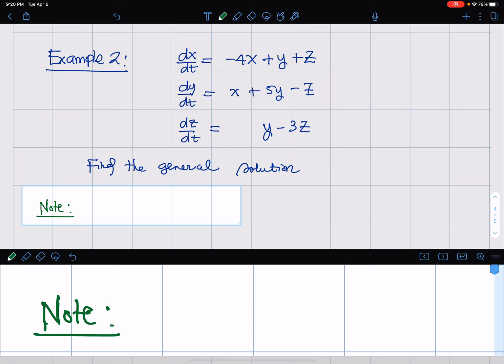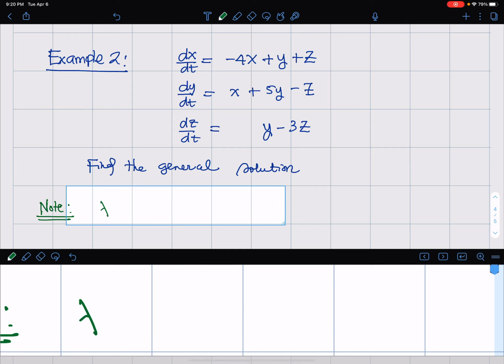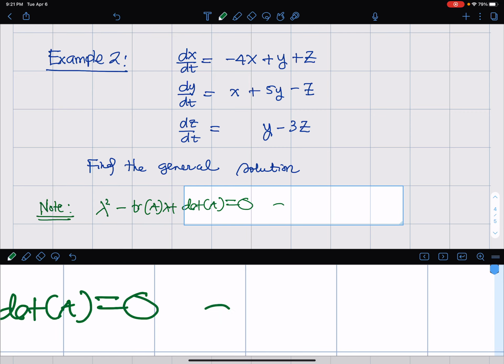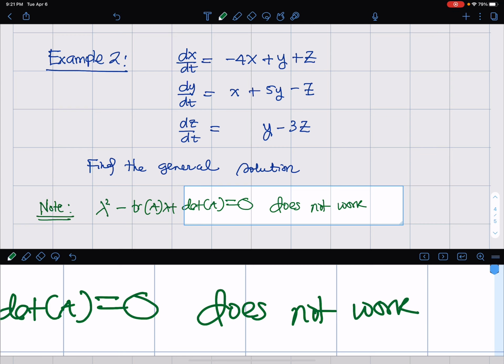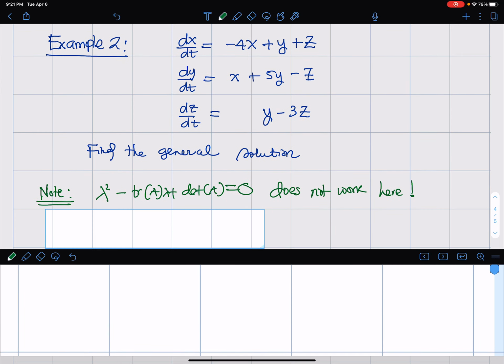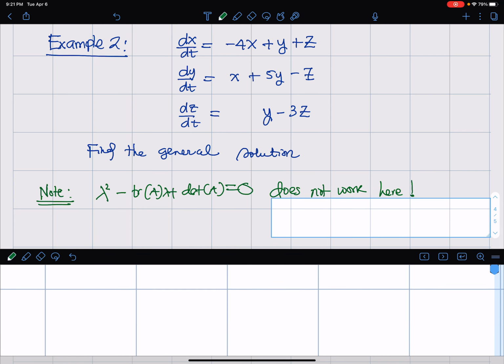I want to make a few notes here, and this is something I've said before. Lambda squared minus trace of A times lambda plus determinant of A equals 0 does not work here because it's 3 by 3. It doesn't work here.